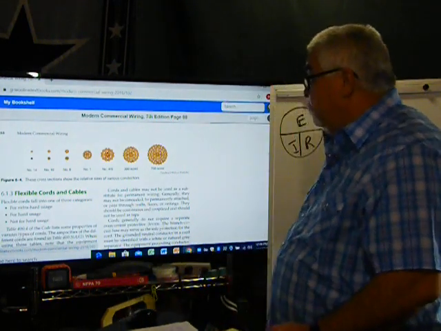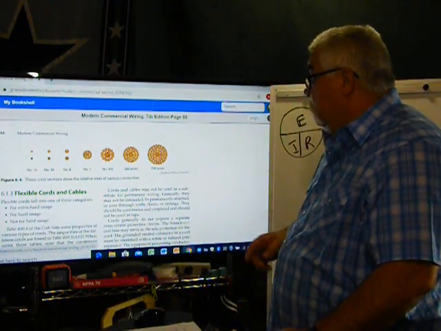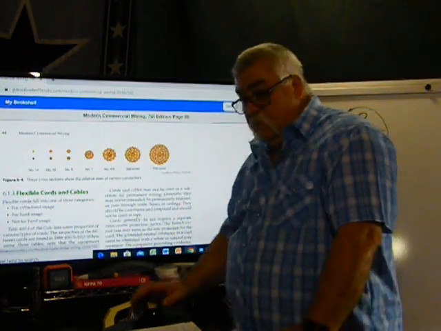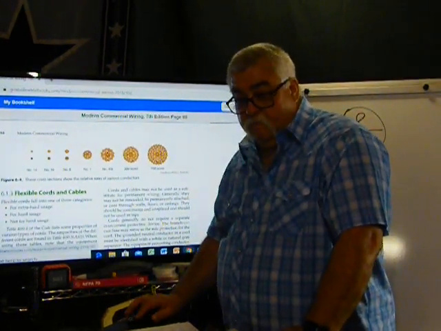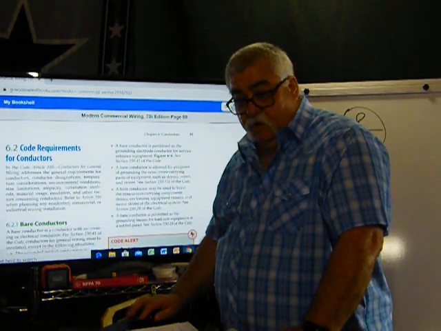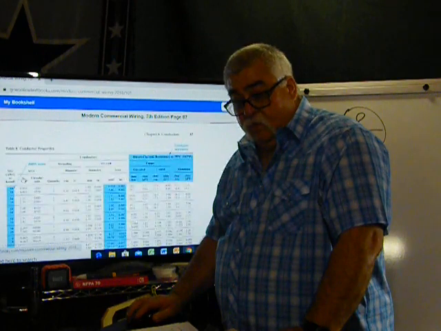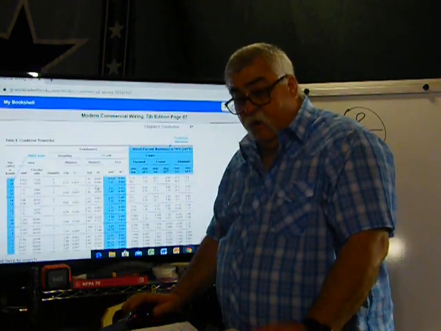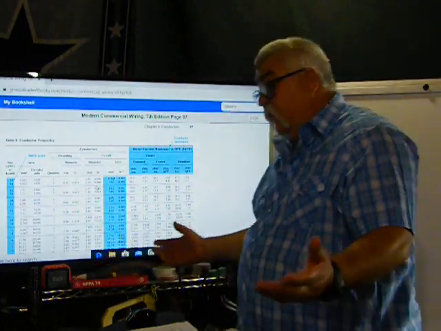Size of the wire, as you can see, starts off with number 14 and goes all the way up to 700 kcmil. When we're trying to find the resistance of a wire, this is the table we use. We can find the resistance of a wire with no electricity on it. How do we find it?